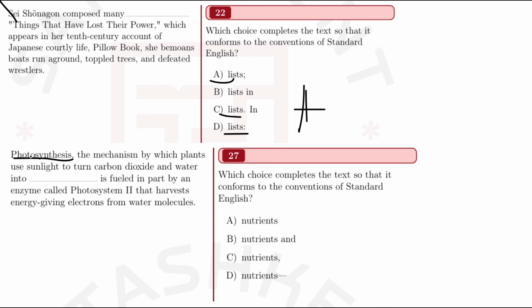Question 27. Photosynthesis, the process by which plants use sunlight to turn carbon dioxide and water into nutrition, is fueled in part by an enzyme called photosystem II that harvests energy-giving electrons from water molecules. The correct answer here is C.